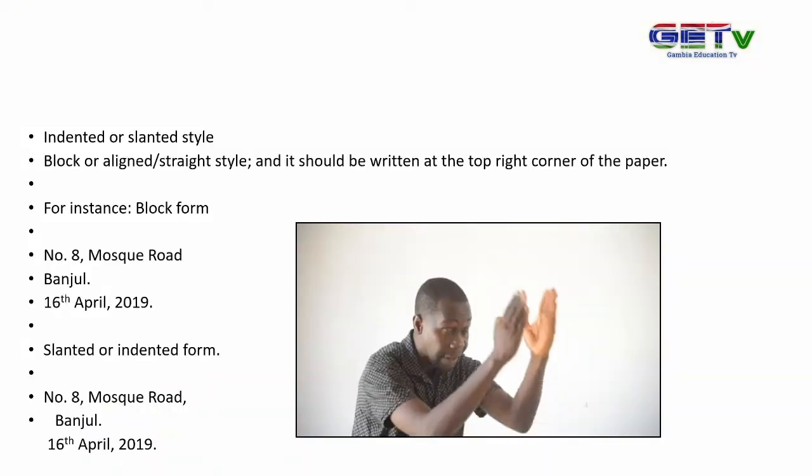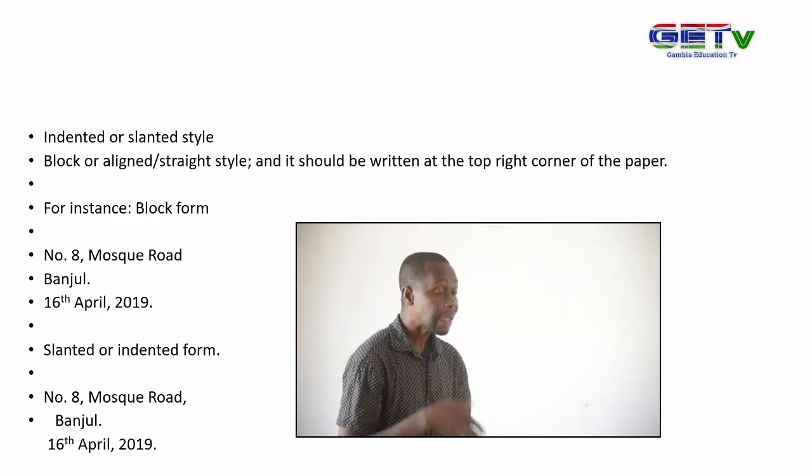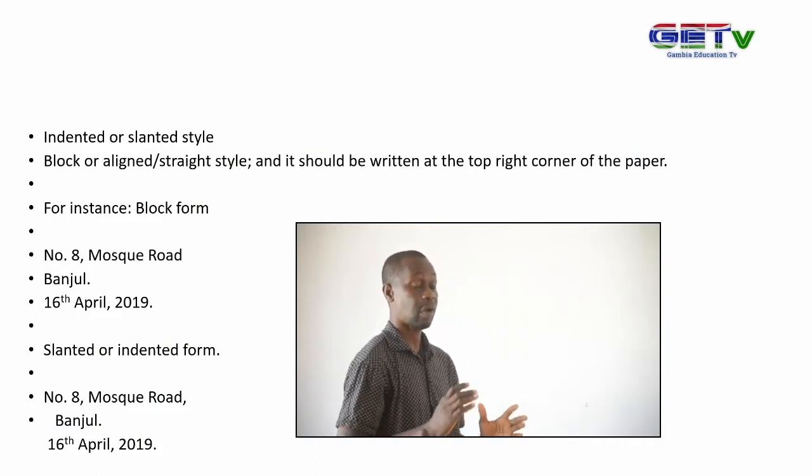Number 8, Mosque Road, Banjul. Then the date follows. You are going to realize that from the N to the B, then to the 16th is straight. This is an example of a block form of address.